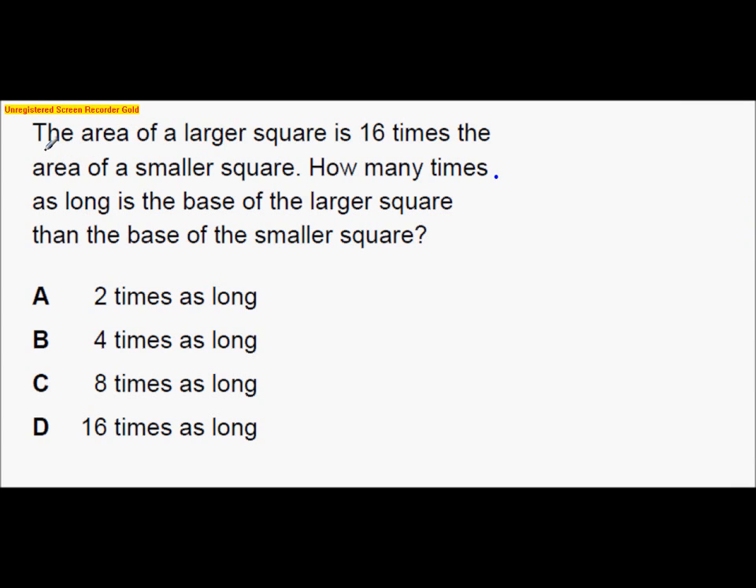So it says the area of a larger square is 16 times the area of a smaller square. How many times as long is the base of the larger square than the base of the smaller square? And so here you have to work backwards. Before, they told us how many times bigger it got, and we had to see the effect on the area. Now they give us the effect on the area, and we have to figure out how many times bigger the sides get. So we have to work backward.